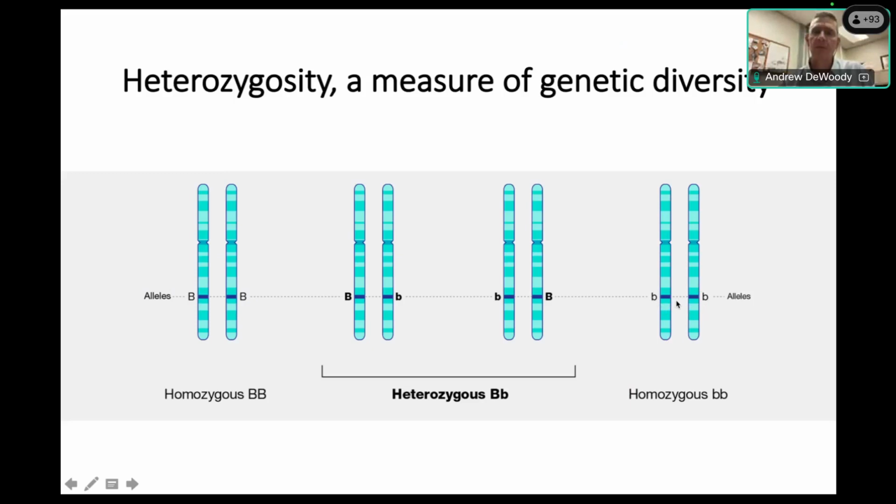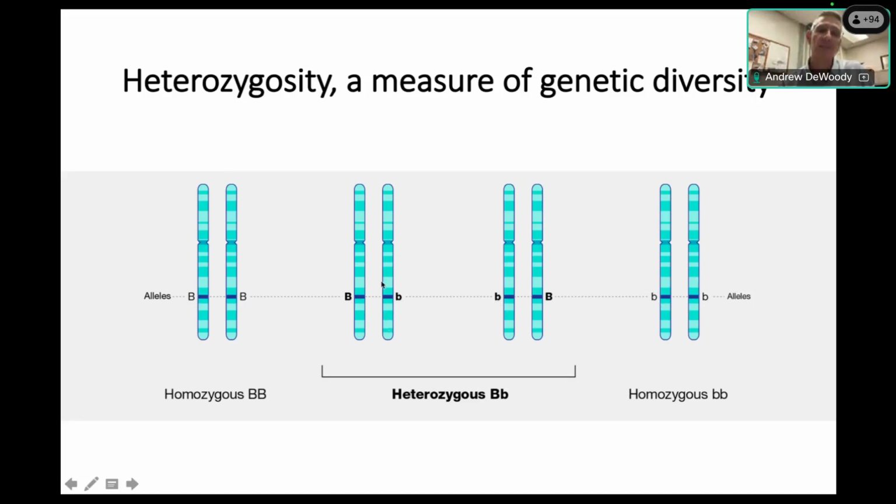So different, but there's no diversity within an individual, right? Whereas heterozygous individuals got either a big B from mom, a little b from dad, or a little b from mom and a big B from dad. And together, these two categories are called heterozygotes. And there is some genetic diversity at this locus.